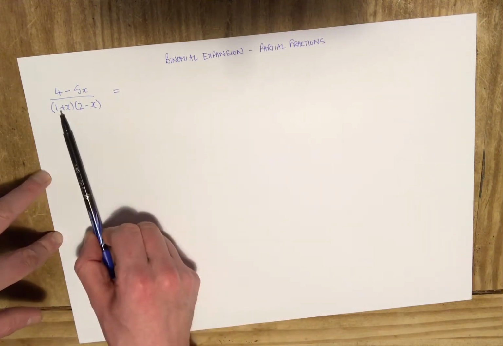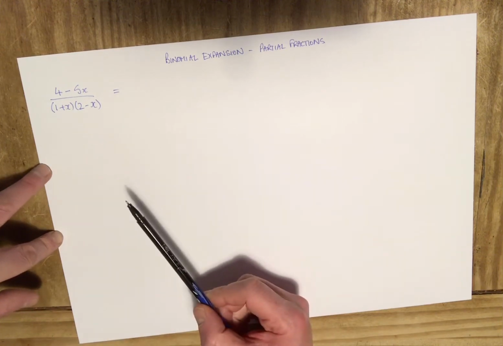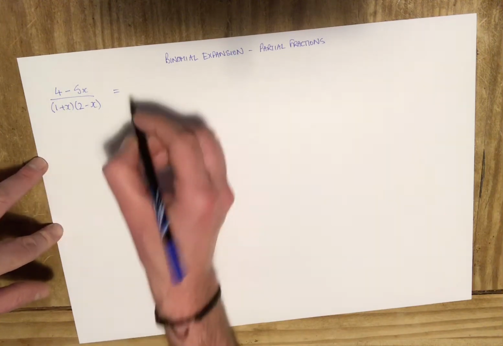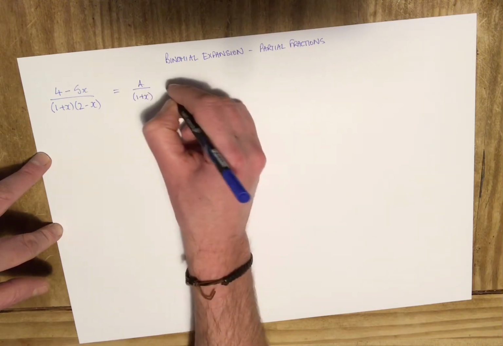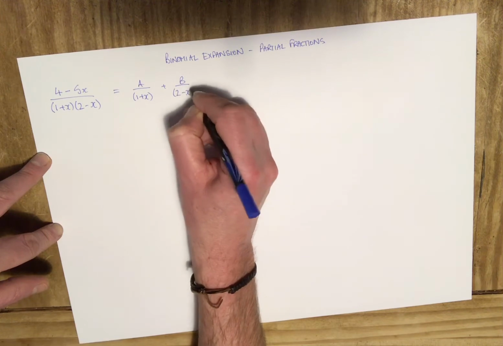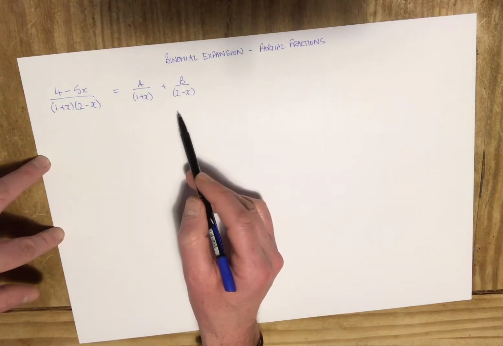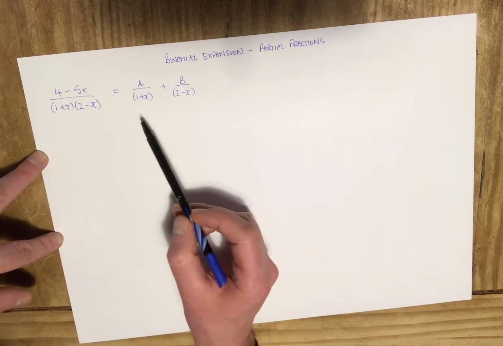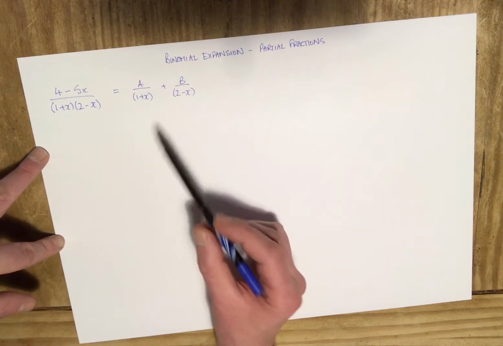So what we're going to do is split it up into partial fractions first, and then find the binomial expansion of each of those partial fractions. So we know this is going to be a over 1 plus x plus b over 2 minus x. This is actually example 7 from page 101. They find out the partial fractions by using substitution. I'm going to do it by equating the coefficients.